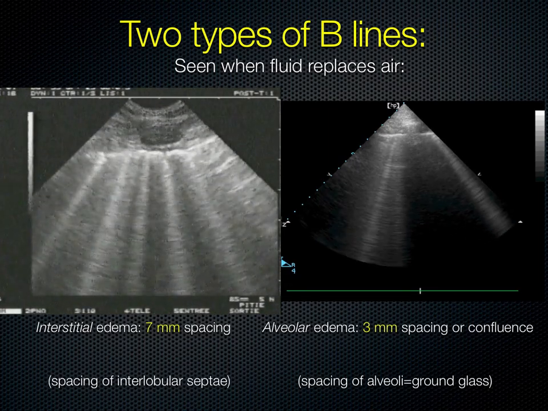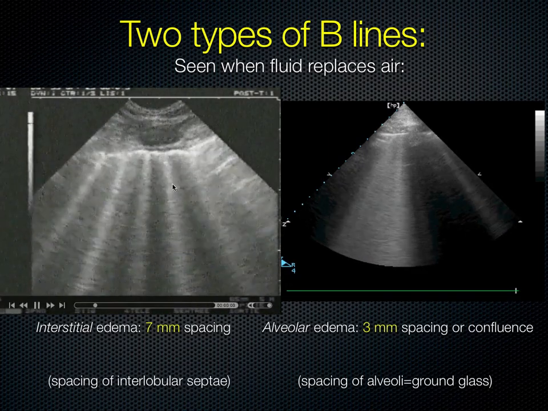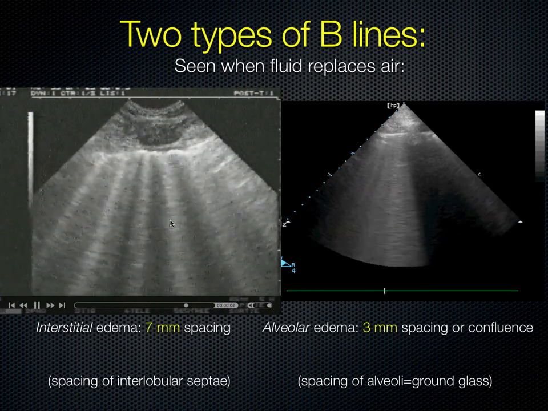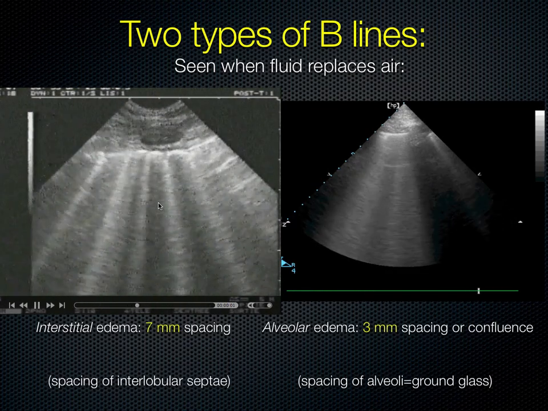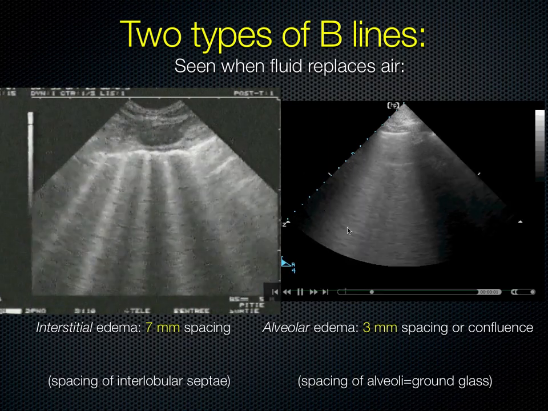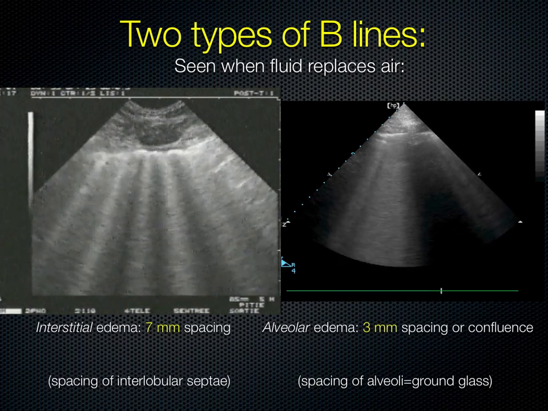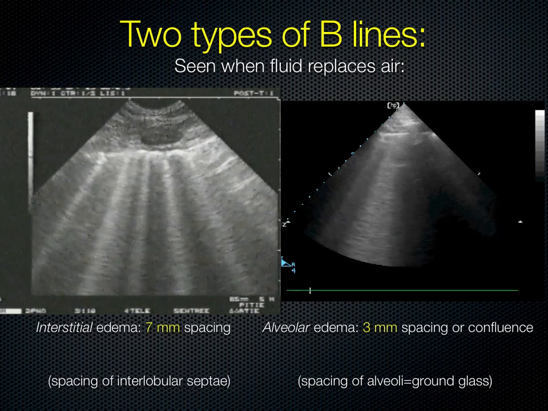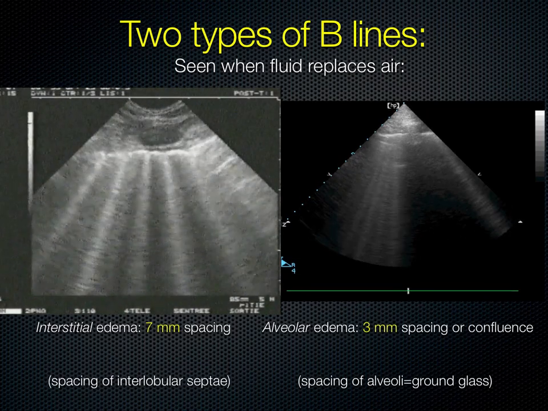You can see here, again, a representation that 7 millimeters represents typically interstitial edema. The interlobular septae are thickened. And here you have a more confluent edema, and this is really the ultrasound equivalent of what ground glass opacity looks like on a CT scan.